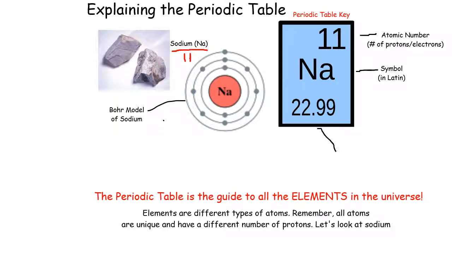This other number down here is the atomic mass. We're going to work with that in just a second. That's the number of protons plus neutrons. Remember, the parts that give an atom mass are the protons and the neutrons. So if you add those two things together, you'll get the atomic mass.